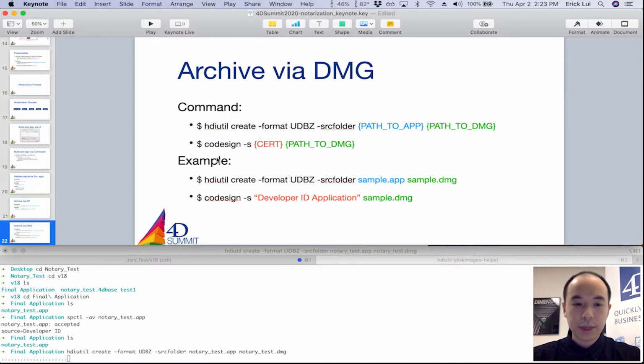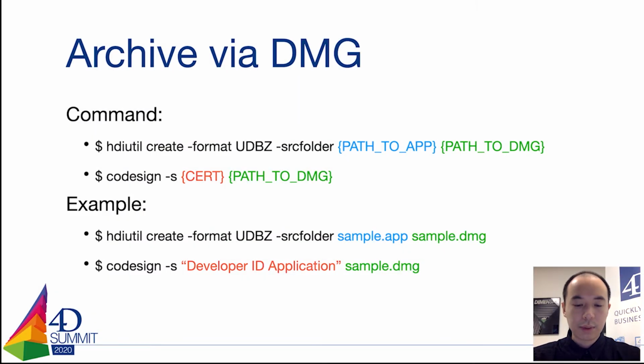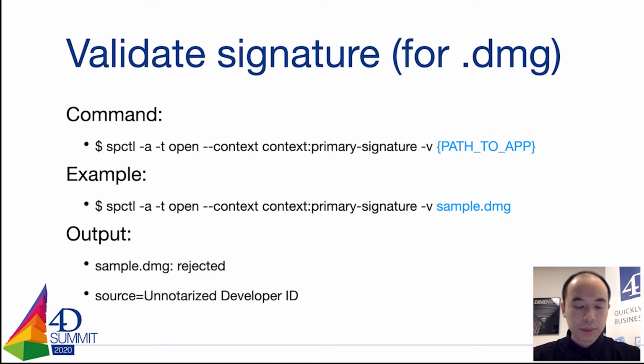But also to make sure that you code sign the DMG as well, or else you might get some errors when you try to extract that file from the DMG. So I'll let that run in the background and we can continue. So this is the later step here. If you want to validate the signature for the DMG, you would use that command. And notice the output. It says rejected, but it's rejected because it is an unnotarized Developer ID, which makes sense, right? Because we didn't notarize anything yet.